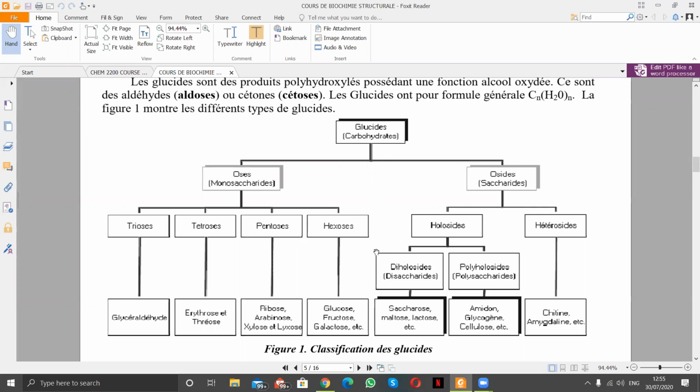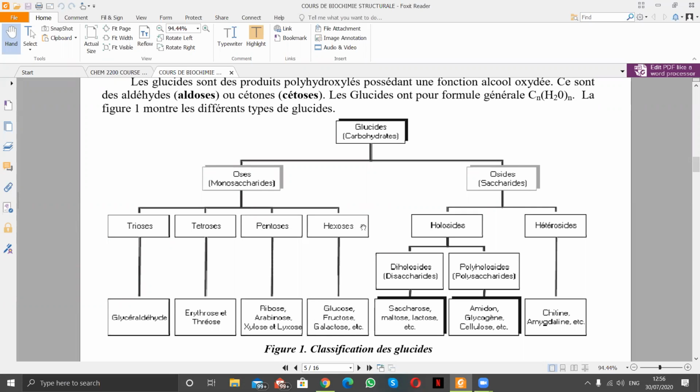I have a question. Can you give an example to differentiate the holoside from the heteroside? Because I'm kind of confused.